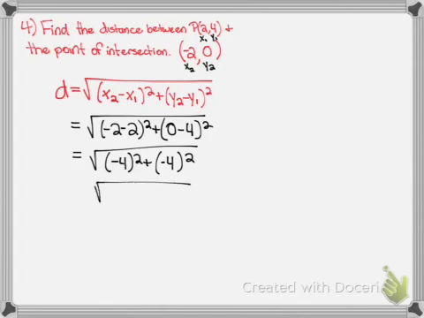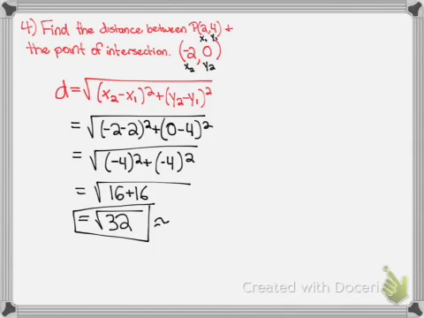Remember, anytime you square a negative number, it becomes positive. So this becomes 16 plus 16. And then if we combine 16 and 16, we get 32. You can leave this as the square root of 32, which is an exact answer, or in a calculator that is approximately 5.7. Okay, so the distance from our point P and our line L is the square root of 32 units, or 5.7 units.